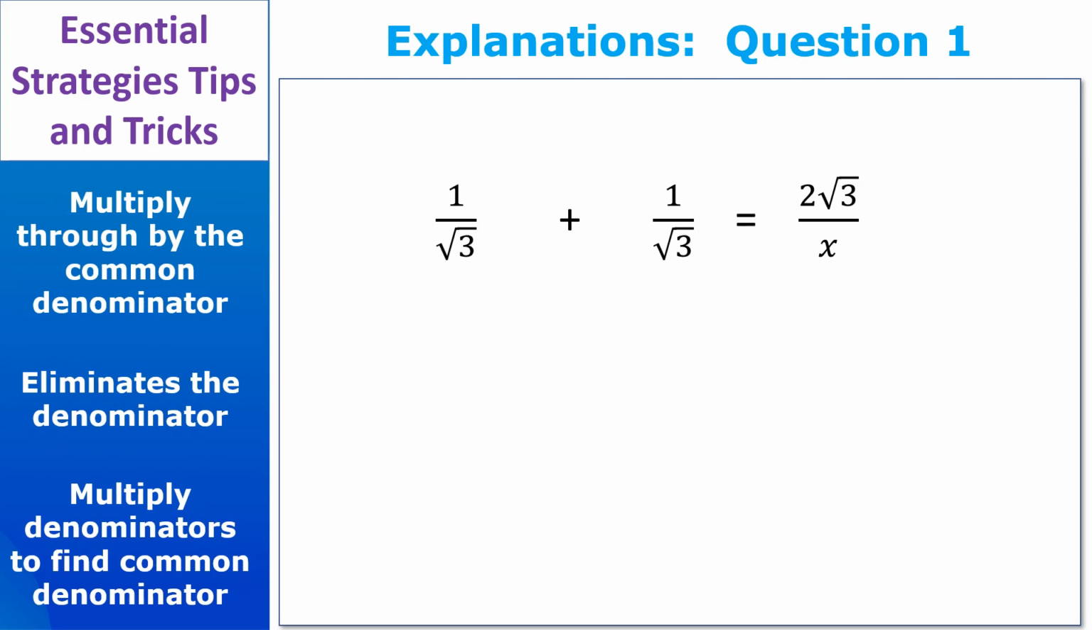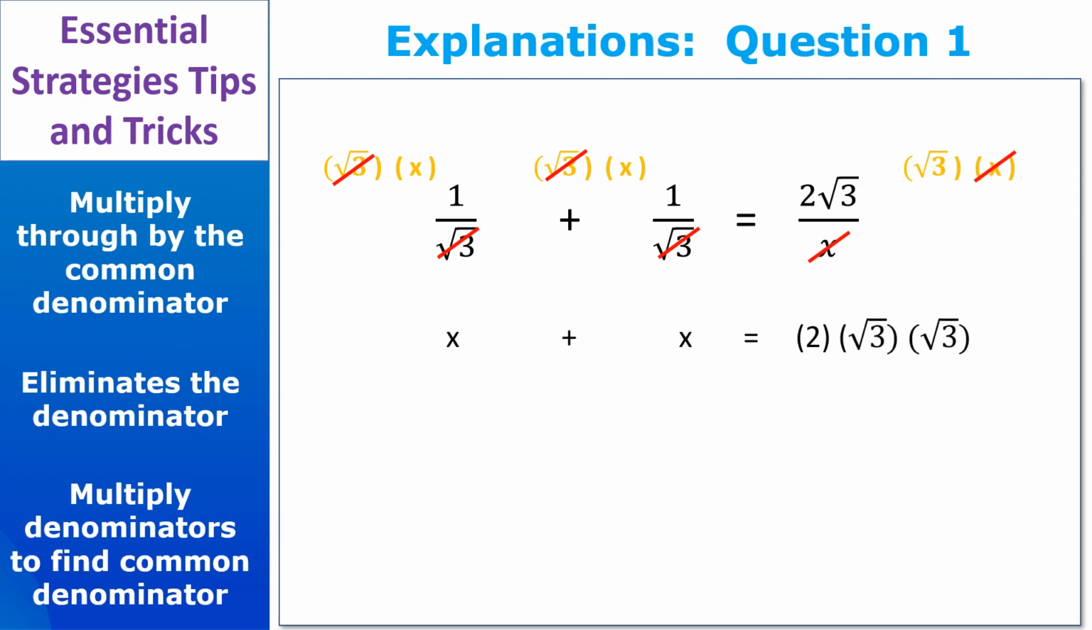In this case, the common denominator is root 3 times x. So we multiply that through the entire equation. Then we just cross off what's the same on the top and the bottom. On the first term, the root 3's cross off. On the second term, the root 3's cross off. And on the other side of the equation, the x's cross off. Just like that, we have a very simple equation and not a denominator in sight. So this is pretty simple to solve.